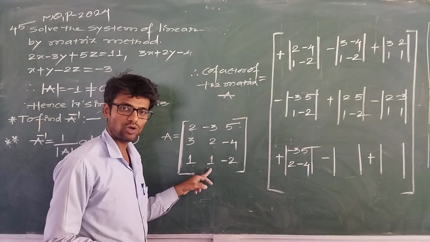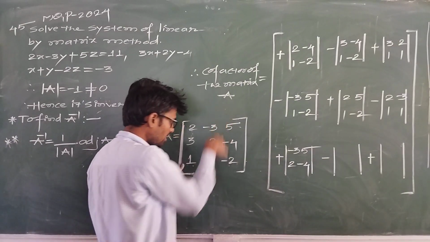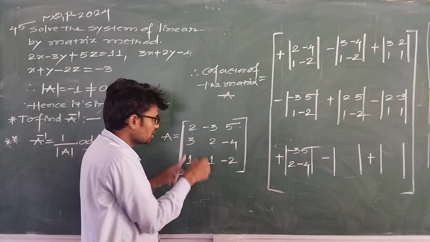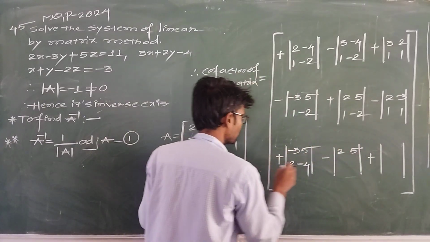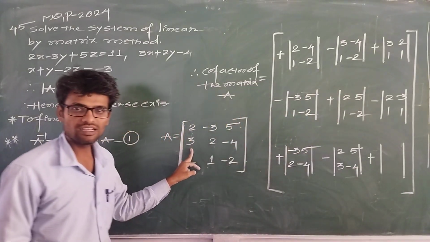Next one, cofactor of 1 you find. Delete this row and this column. So it is 2 5. Next, 3 minus 4 will come inside the determinant.